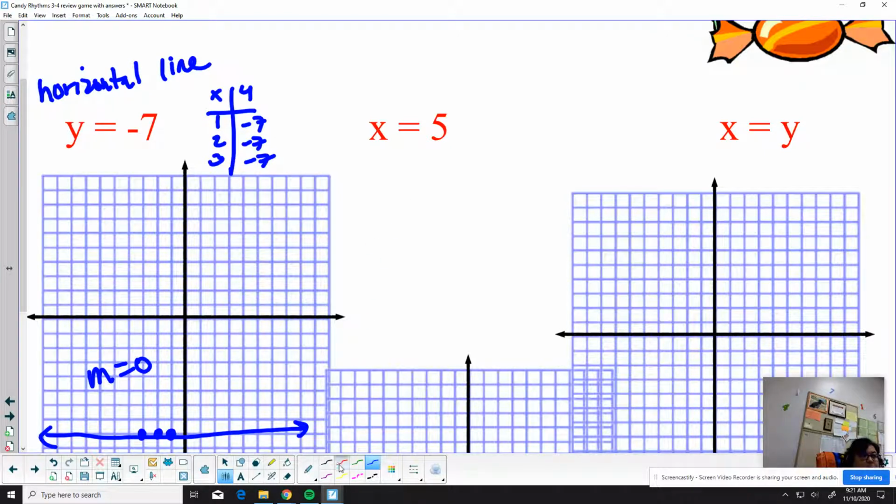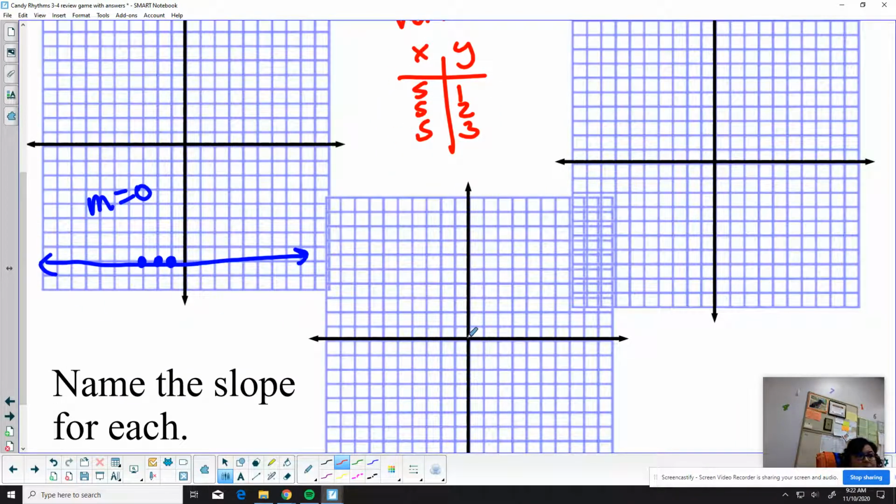Okay, this one would be vertical because there's no y. So again, if I make a table, if I'm at all confused, if I'm not sure, it says x is always 5. So (5, 1), (5, 2), and (5, 3), and I pick some values for y, whatever I want. You can see it makes a vertical line. The slope of this line, all vertical lines, is undefined.